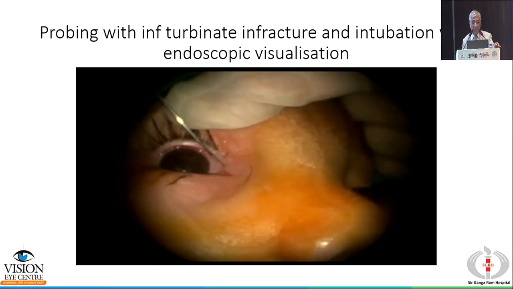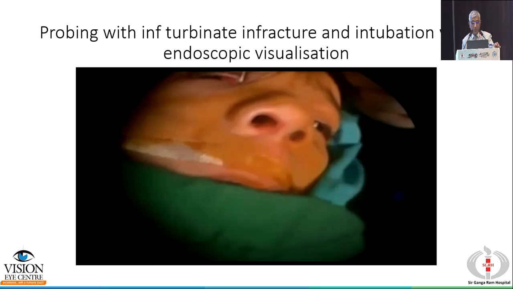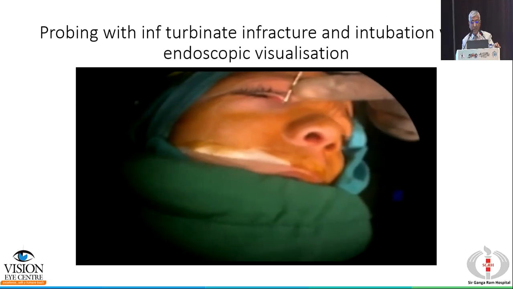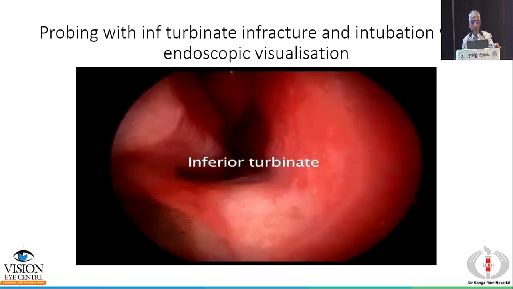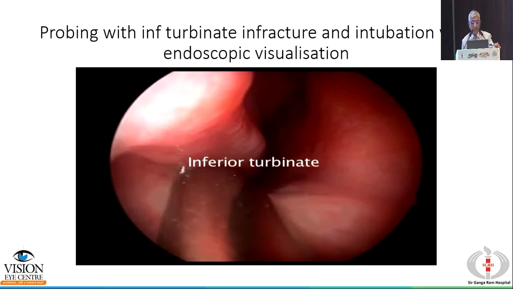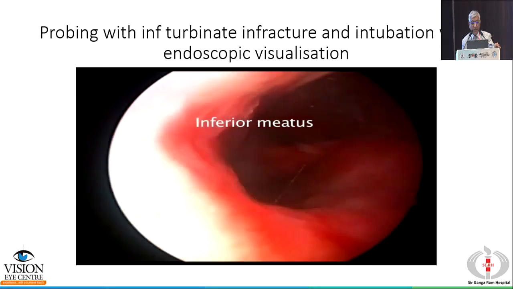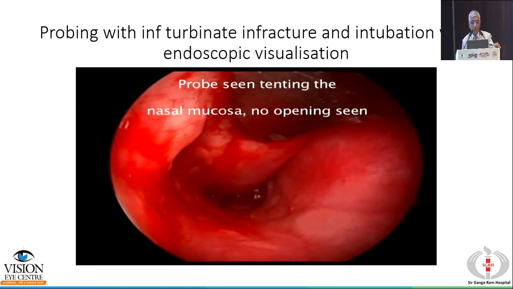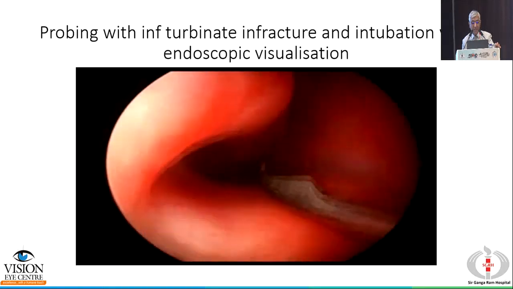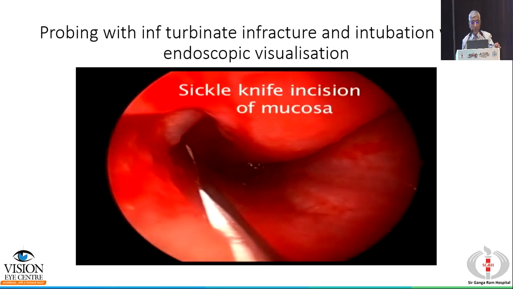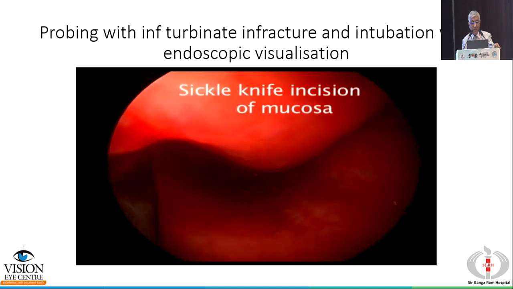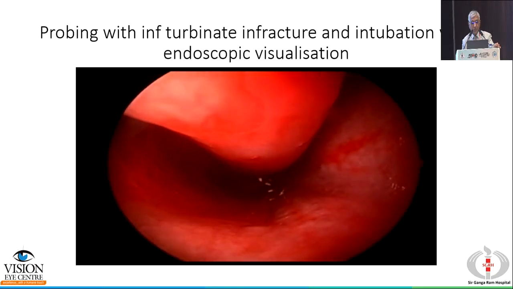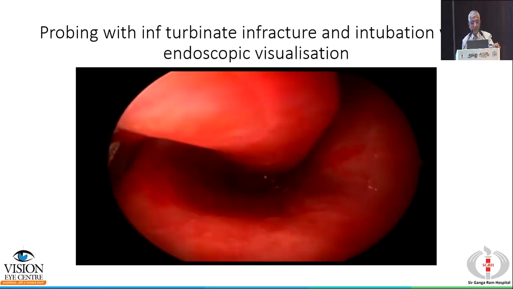Let's look at an example now. This is a probe being passed, and rather than being blind, we see the inferior turbinate, we rotate it away so that now the inferior fossa is much more spacious. We can see that the probe is pushing the mucosa rather than coming in through an obstructed nasolacrimal duct opening.